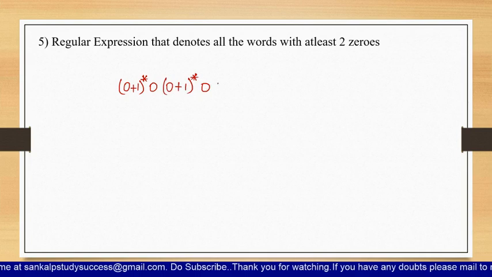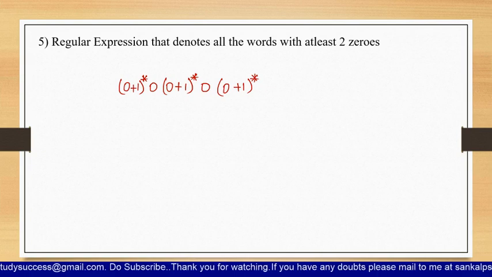And also after this 0 you can have any number of combinations of zeros and ones, because there is no restriction on ones, and the restriction on zeros is only that you should have at least 2 zeros. After those 2 zeros you can have any number of zeros as well. So we are keeping these 2 zeros for sure in the regular expression, and you can have any number of combinations of zeros and ones before or after those zeros. In this way we are going to solve the regular expression.